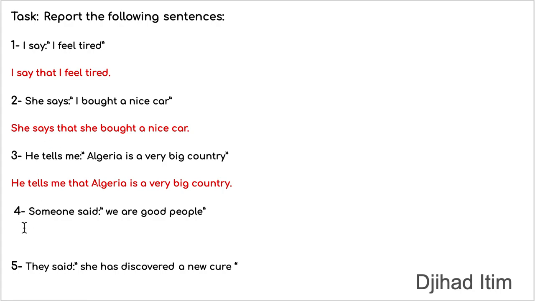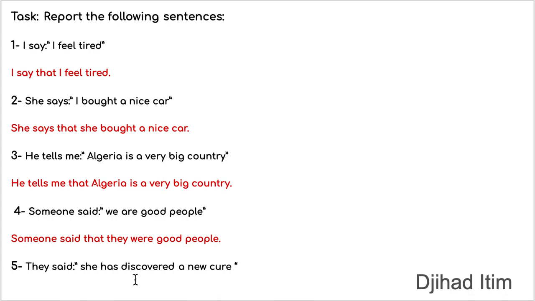The next one: someone said, "We are good people." Here the introductory or reporting verb is in the past simple. So we say someone said that they were good people, from "are" to "were." Why? Because the introductory verb is in the past simple, so the auxiliary "to be" goes from present simple to past simple. Remember the rules.